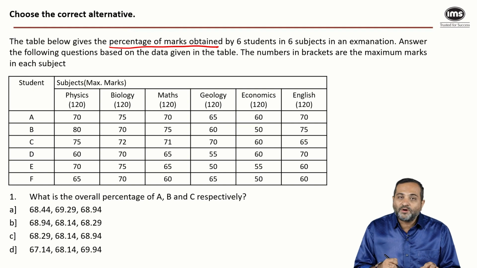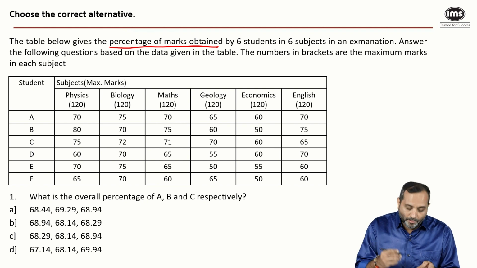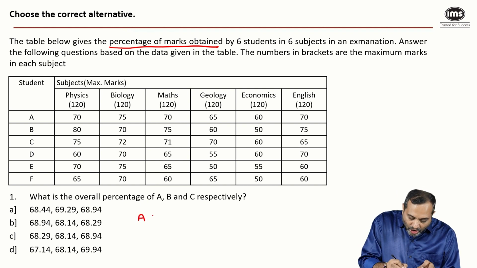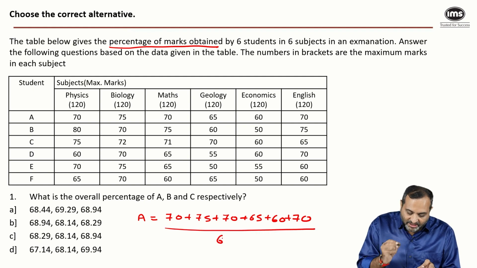What is the overall percentage of A, B and C respectively? I want to find the overall percentage of A. So how will you find the overall percentage of A? Can I say the overall percentage of A will be 70 plus 75 plus 70 plus 65 plus 60 plus 70 divided by, there are 6 subjects, so I will divide by 6.